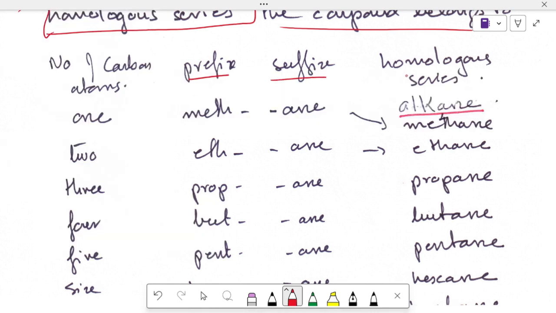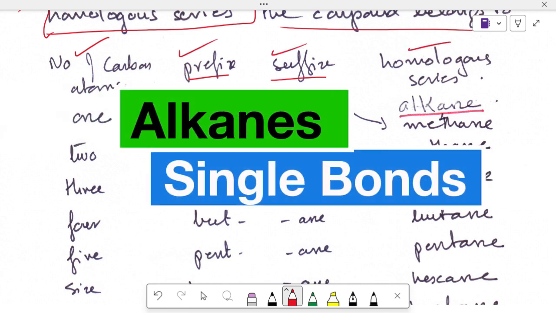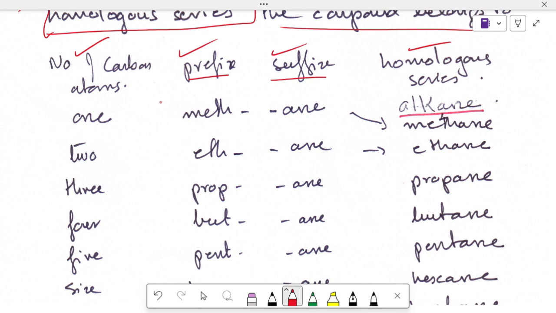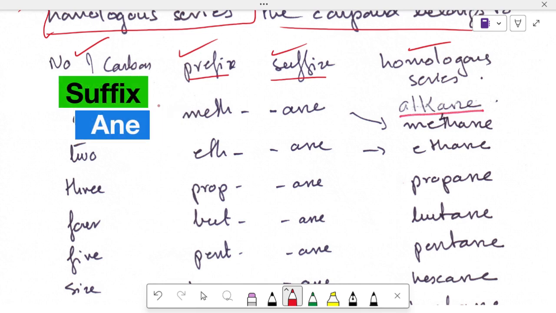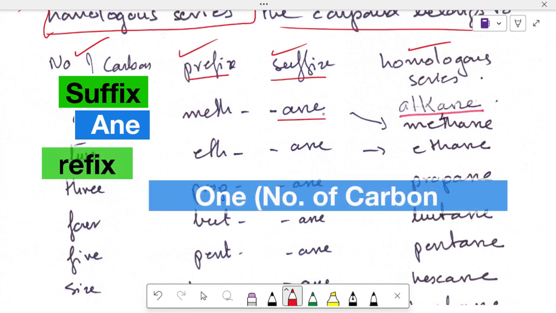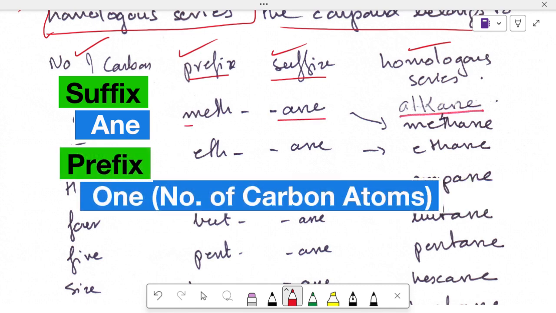Now, first of all, let's see. I have written this table over here. Number of carbon atoms in one column, then prefix, then suffix, then homologous series. First, we are discussing alkanes. For alkanes, the suffix is ane, and the prefix is based on the number of carbon atoms.